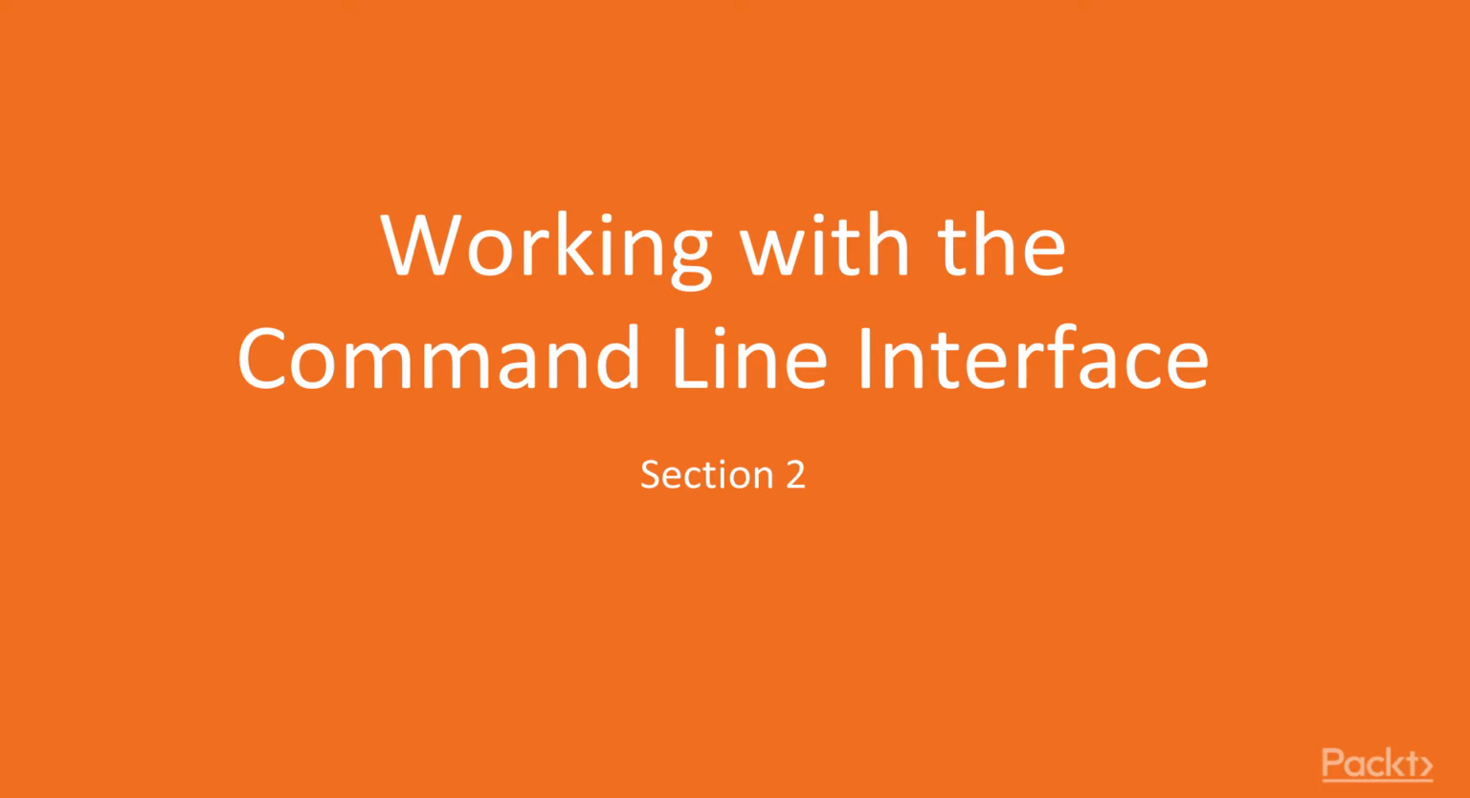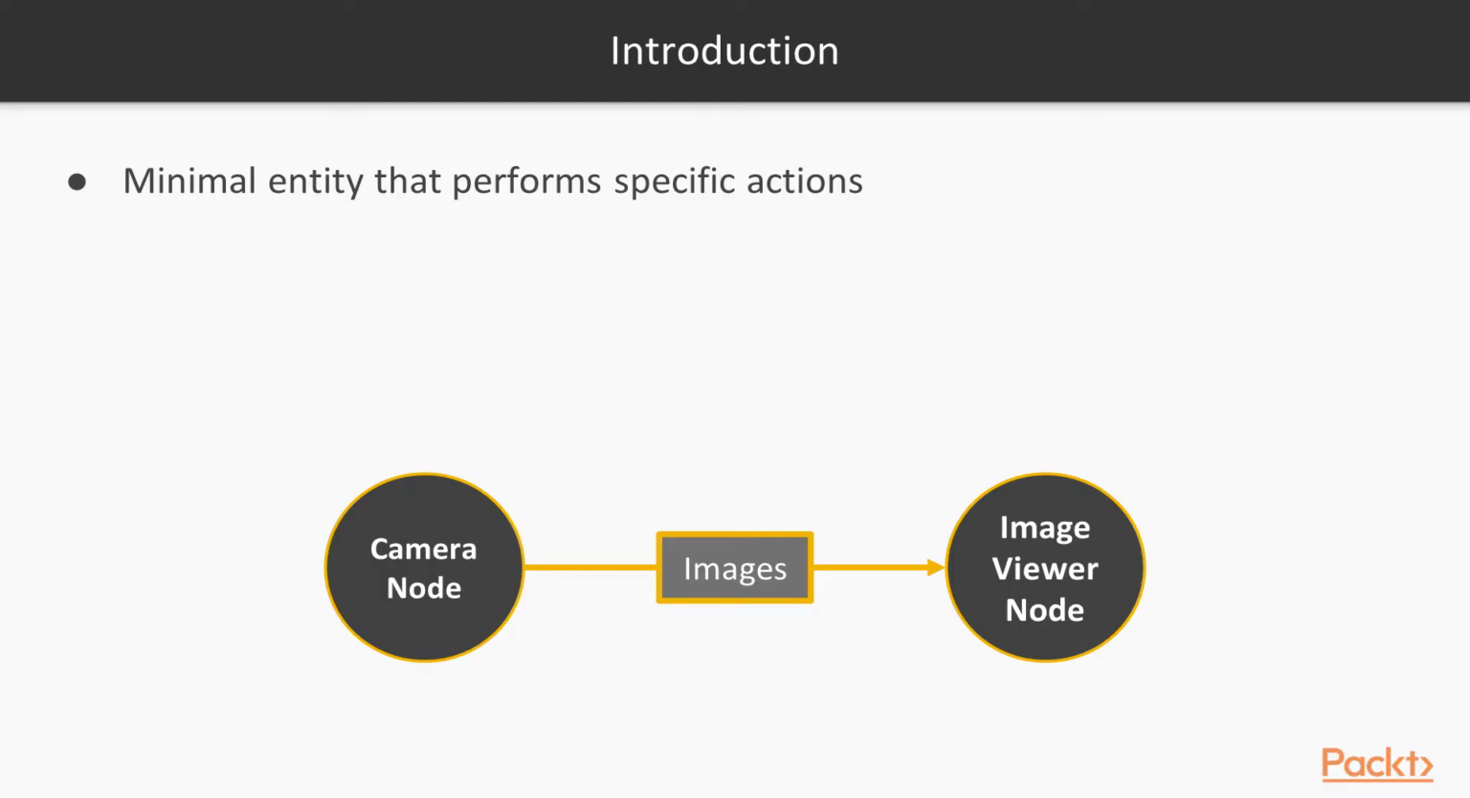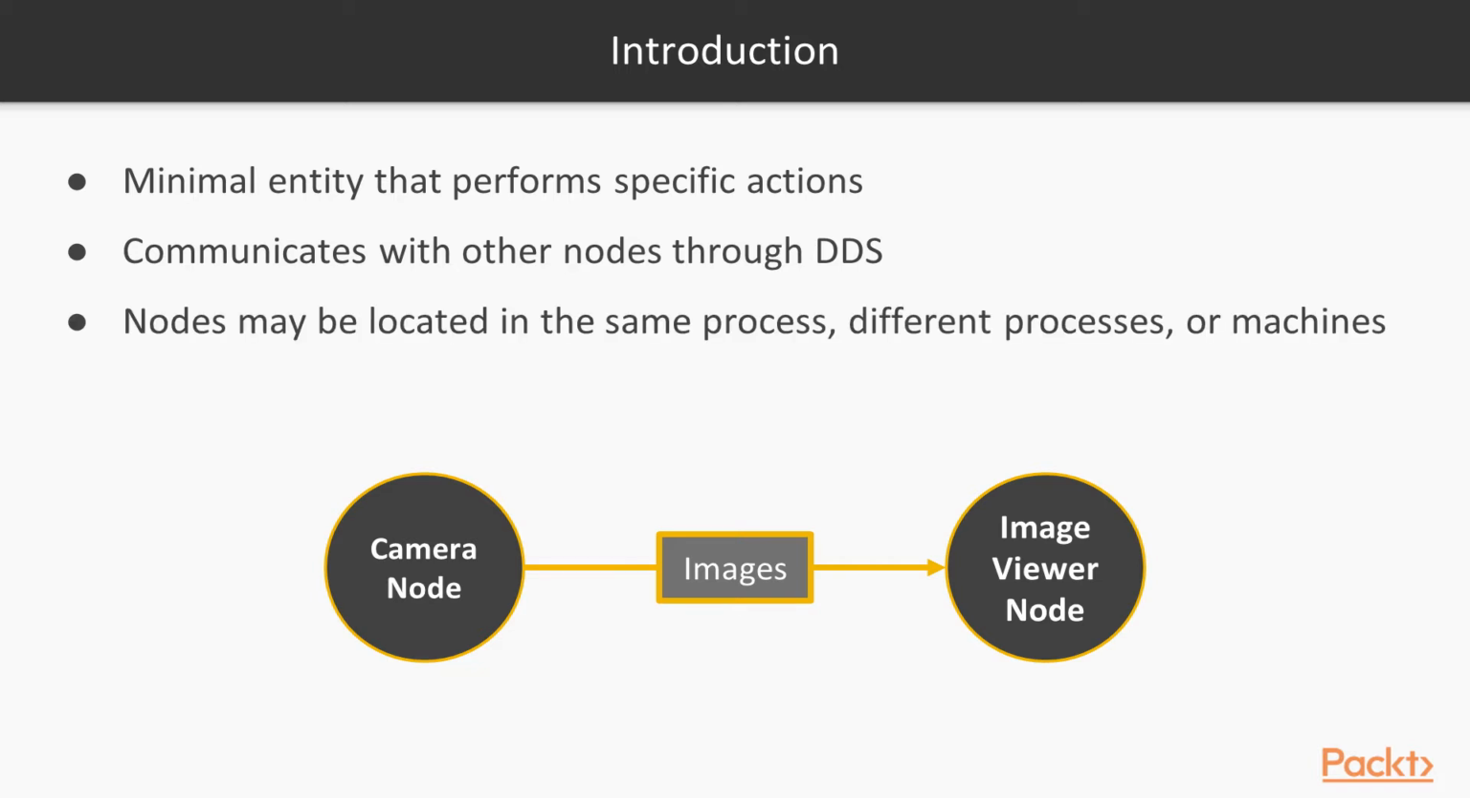In this section, we are going to be working with the core concepts of ROS, using the command line, like nodes, topics, and messages. But now, let's see what a node is. As a recap of ROS concepts, a node is a minimal entity with ROS, where you put a code that performs a specific action, and that code communicates to other nodes. Connections between nodes are established through the distributed discovery process that we have seen in section 1. Nodes may be located in the same process, in different processes, or on different machines.